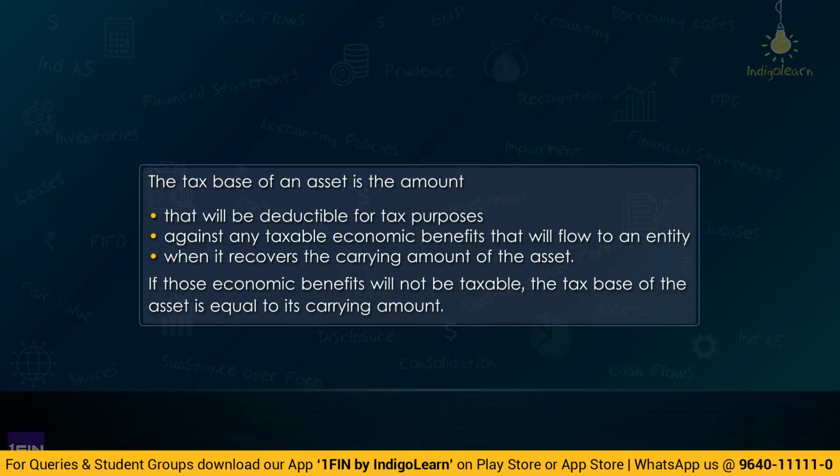But if you look at the interest receivable example, now interest receivable has a carrying amount of 10,000. Will that be taxed when you receive it in the future? Yes, it will be taxed when you receive it in the future. So there the tax base of interest receivable is not 10,000, but it is zero because you have not yet offered it as income. For tax purpose, there is no asset as on date, right?